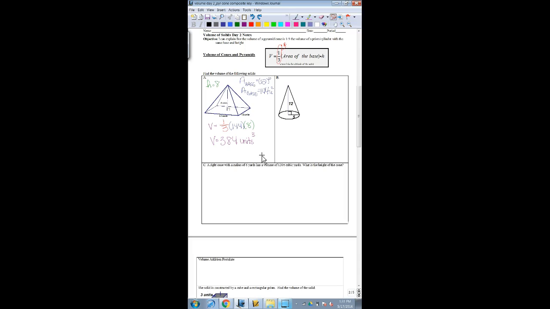For the cone, what is the height of the cone? 12. From dead center up to the top, the height is 12. We need the area of the base, which is 25 pi. We will use our volume formula, 1/3 area of the base times height, and we will get a final answer of 100 pi cubic units.